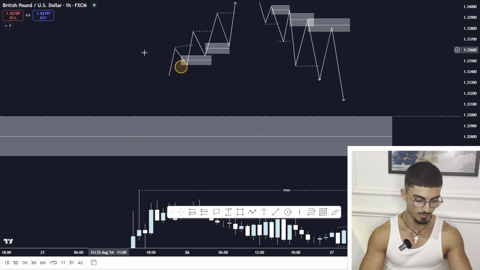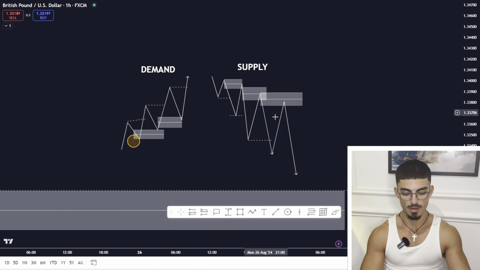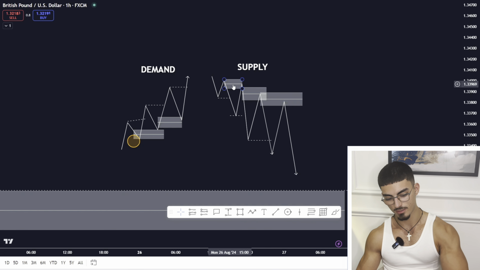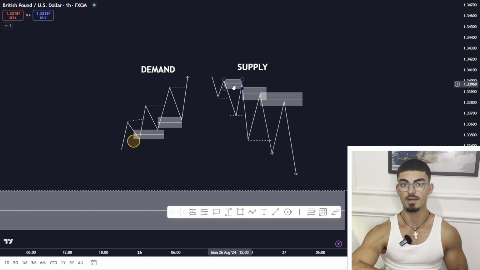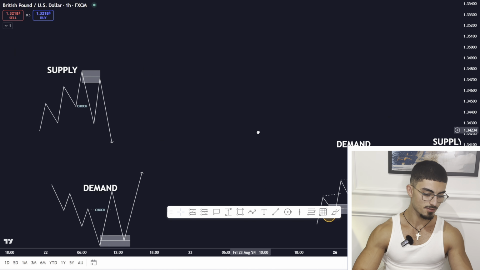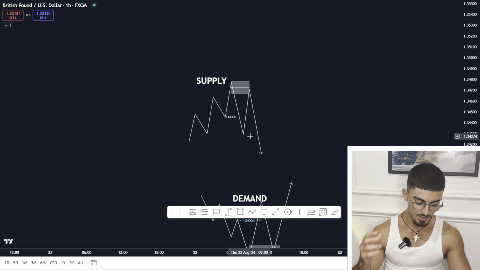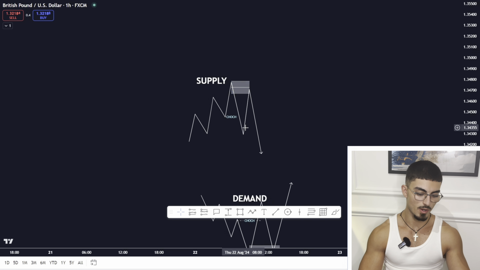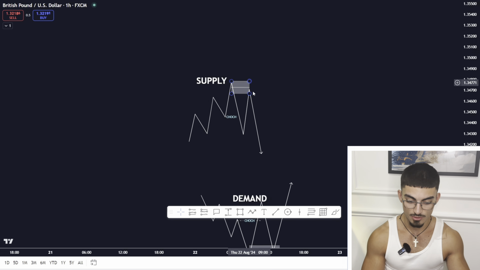Now, the same thing goes for a supply zone. Supply zones are going to be in a bearish trend right here. They're going to be the areas that give you the breaker structure to the downside this time. Draw out those areas, wait for price to come back into it, and then take a sell. And then the second example is going to be a supply zone out of a bullish market. Price gives you a change of character to the downside, wait for price to come back into the supply zone, and then you take a sell.